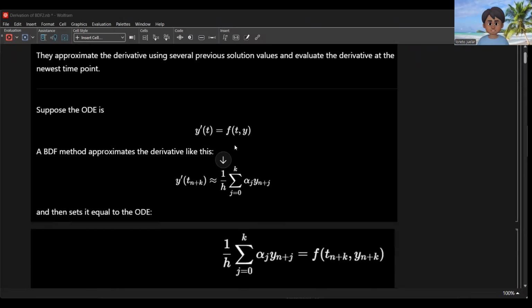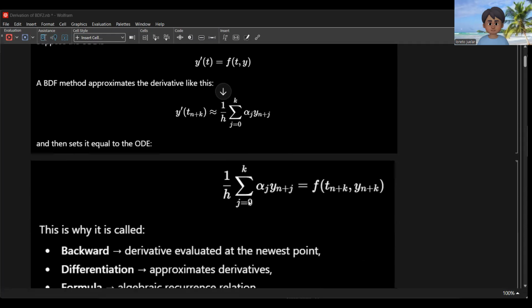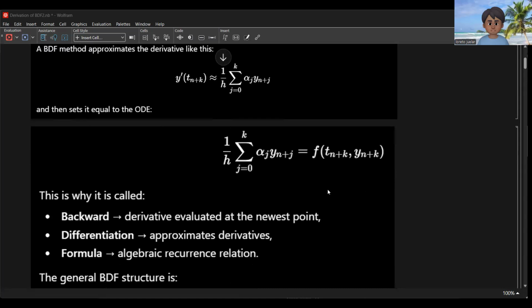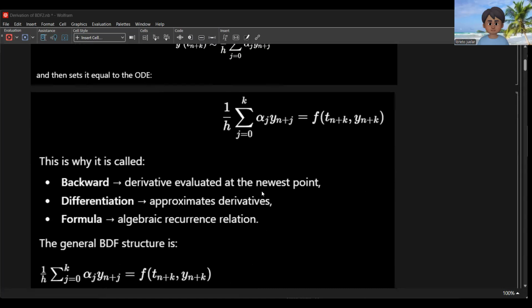So we have here y prime of t is equal to f of t, y, f as a function of t and y. And the BDF method approximates the derivative like this: y prime of t sub n plus k is approximately equal to 1 over h times the summation from j equal to 0 to k of the product of alpha sub j, y sub n plus j, and then sets it equal to the ODE. That is why it is called backward, the derivative is evaluated at the newest point.